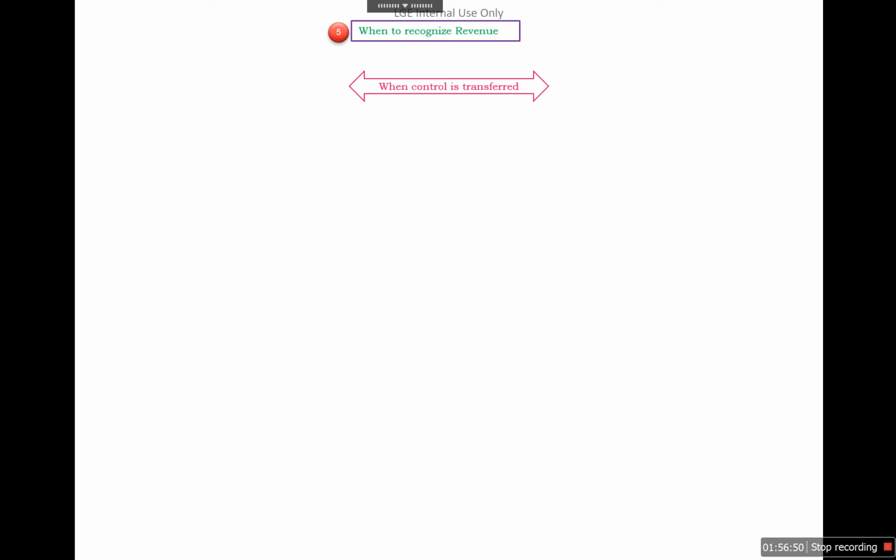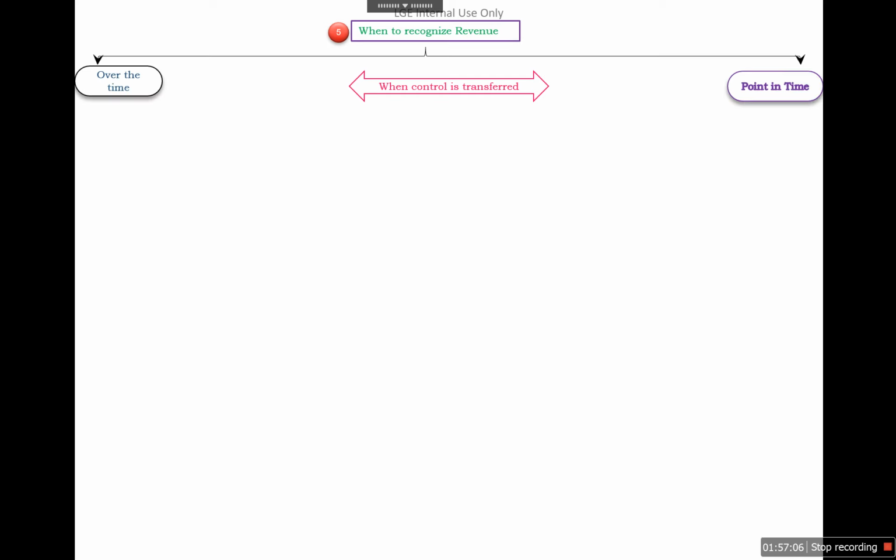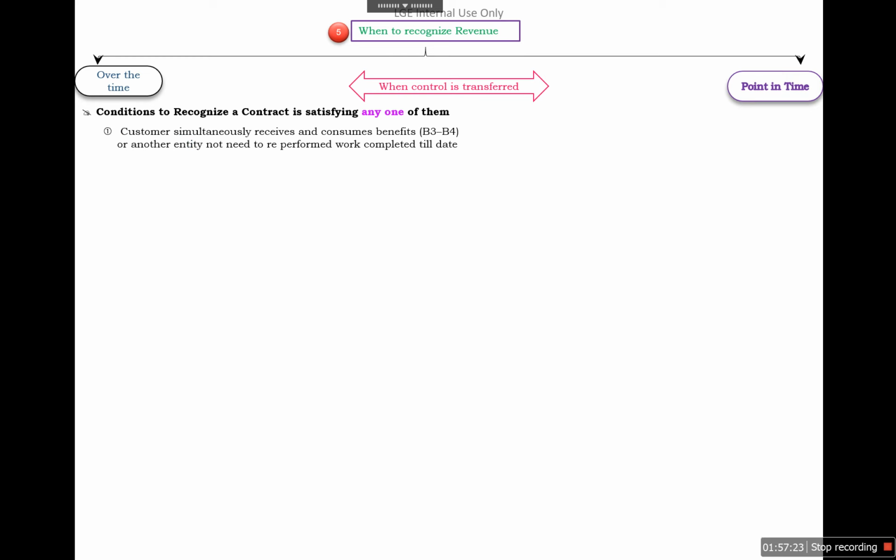So fifth is when we need to recognize the revenue. In Ind AS 115, it says that when control has been transferred, we need to recognize the revenue. Control can be transferred in two ways: one is over time, another is point in time. In over time, first we need to check whether it has been transferred over time. To transfer control over time, we need to check the conditions and recognize a contract as satisfying any one of them.